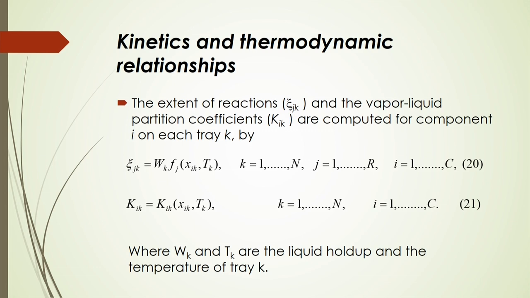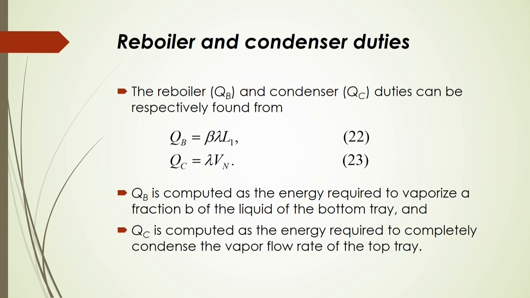And the reboiler and condenser duties, how to calculate them? They can be calculated from equations number 22 and 23. That is Q b is equal to beta lambda into L 1, and Q c is equal to lambda into V n. Q b is computed as the energy required to vaporize a fraction beta of the liquid of the bottom tray, and Q c is computed as the energy required to completely condense the vapor flow rate of the top tray.